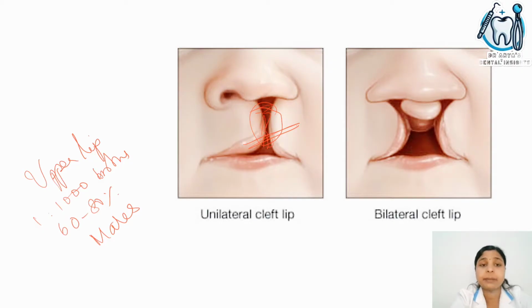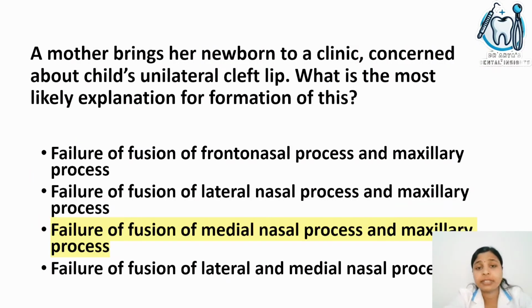And bilateral cleft lip is due to the failure of fusion of maxillary process with the frontonasal process. And what is for central cleft lip or hare lip? It occurs due to failure of development of the philtrum of upper lip from frontonasal process. Okay, that is for a central cleft. So this is the unilateral cleft lip and this is the bilateral cleft lip. So what is the answer? Unilateral cleft lip occurs due to the failure of fusion of medial nasal process and the maxillary process. Okay.